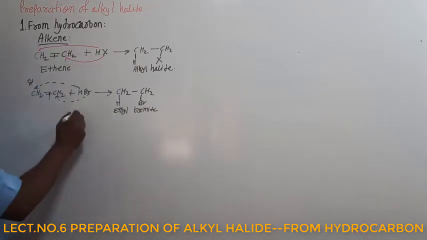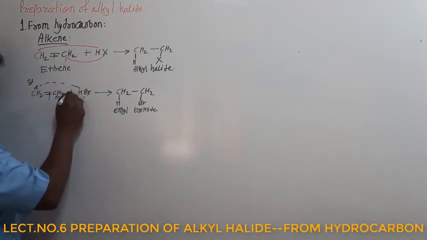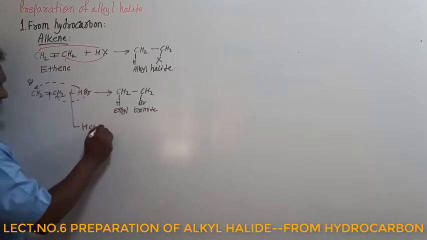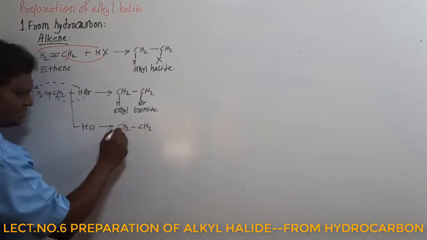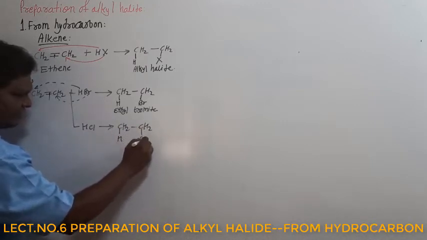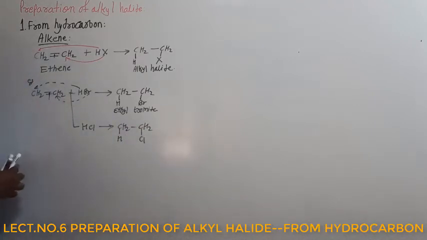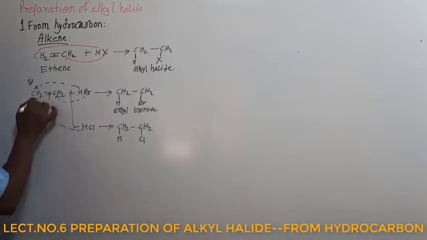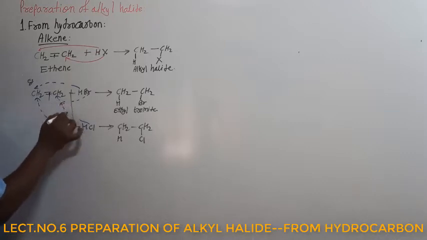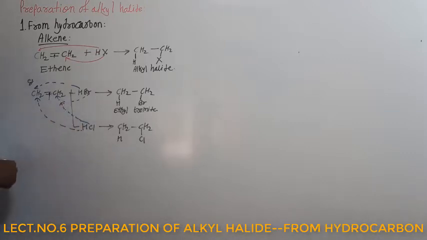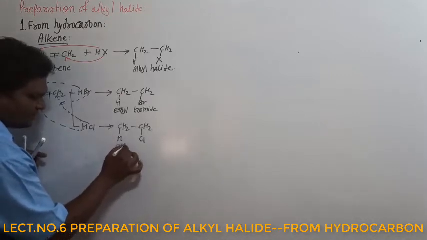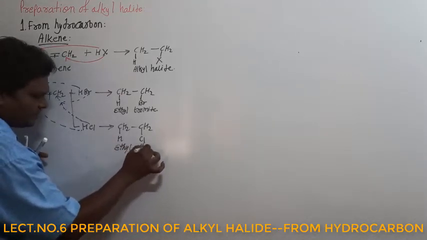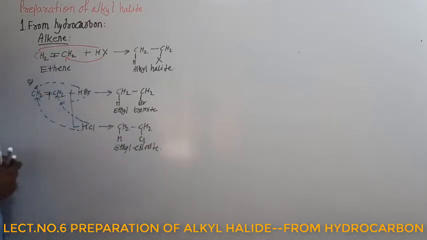Instead of HBr, if you are going to take HCl, again you are going to get the same thing. CH2 single bond CH2, hydrogen attached here and chlorine attached here. Hydrogen atom will attach to the first carbon atom and the chlorine will attach to the second carbon atom. So the name of this compound is, this is ethyl bromide, and this is called ethyl chloride. Okay, this is a simple reaction.